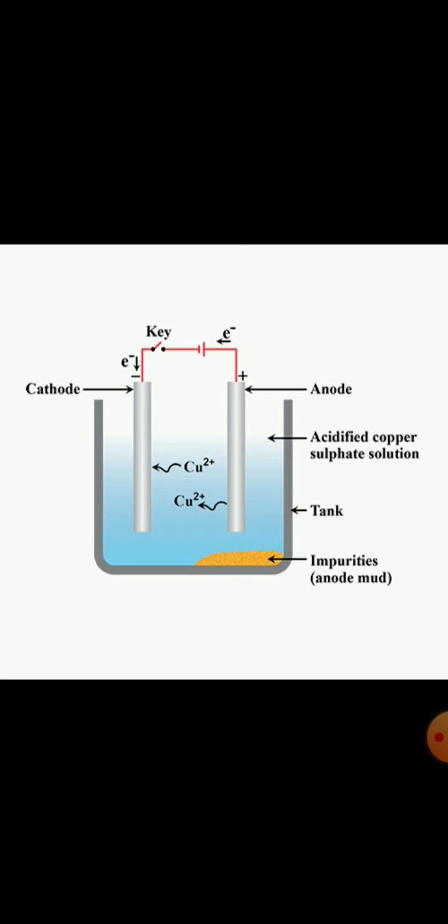The most widely used method for refining impure metals is electrolytic refining. So, this is the method for removing impurities, and that process is called electrolytic refining. Now we will learn about the electrolytic refining process.